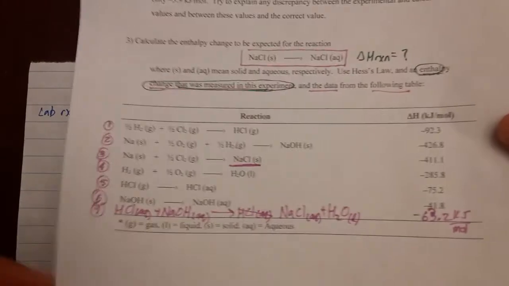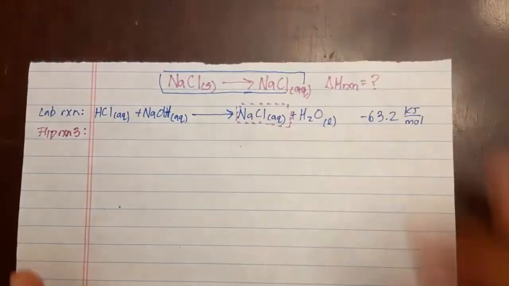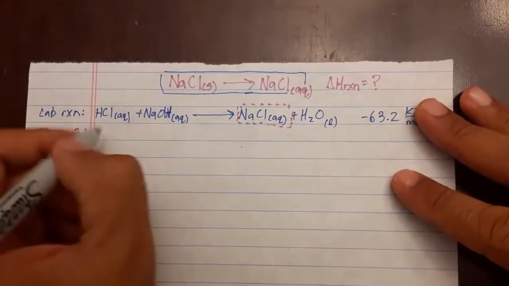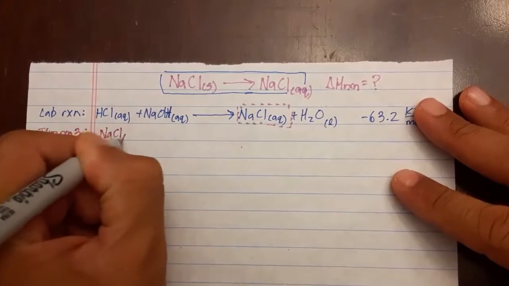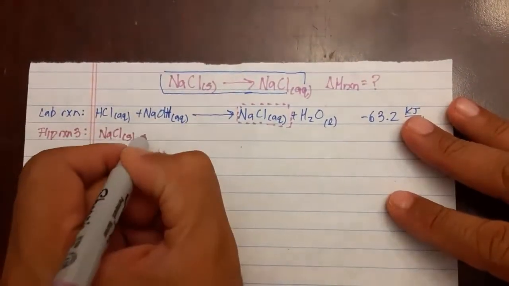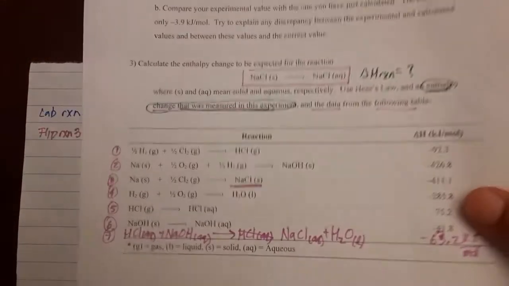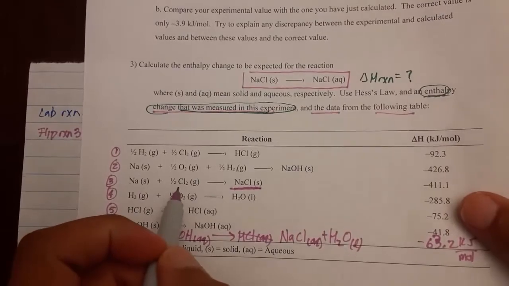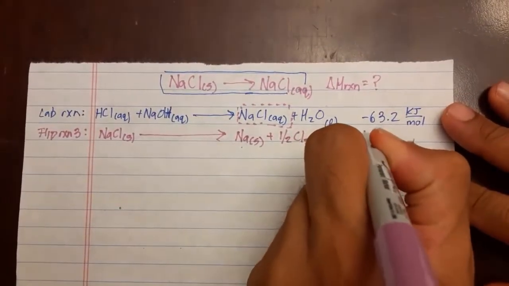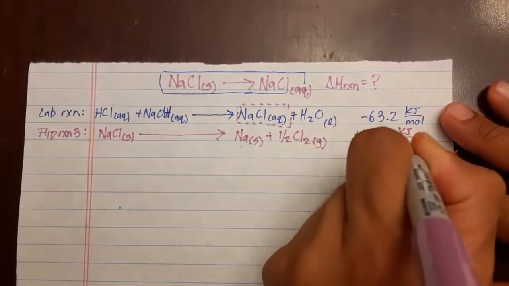I numbered these reactions. We're going to add reaction number 3 to this. So not only will we add reaction 3, but we will also flip it. Flipping it gets the NaCl solid on the reactant side, which is a good thing. And that goes all the way to, looking at our sheet here, Na solid plus 1/2 Cl2 gas. Remember I flipped this, so now instead of minus 411.1, it's going to be positive 411.1.